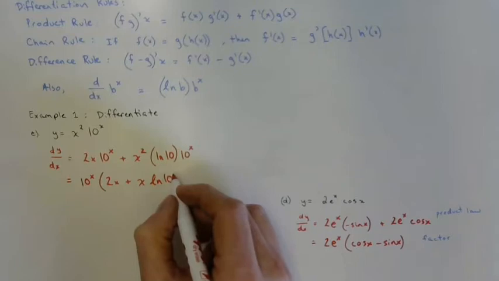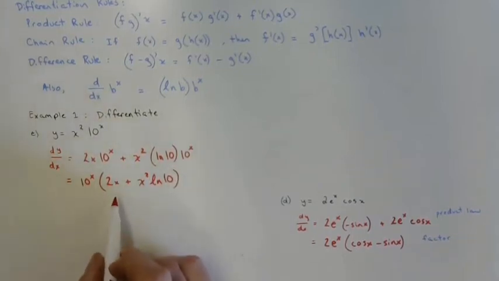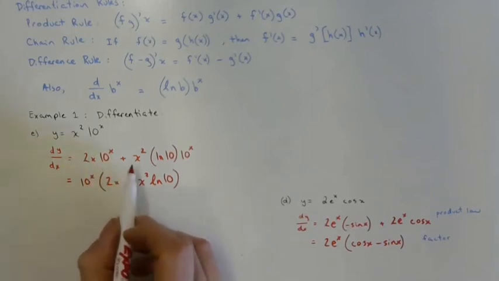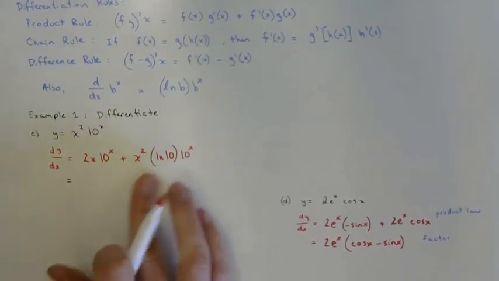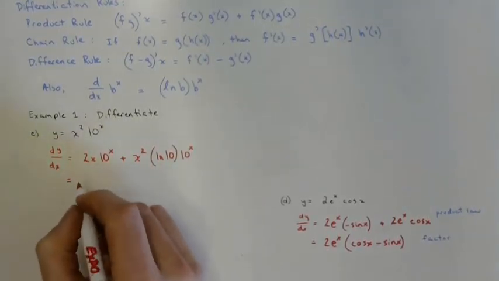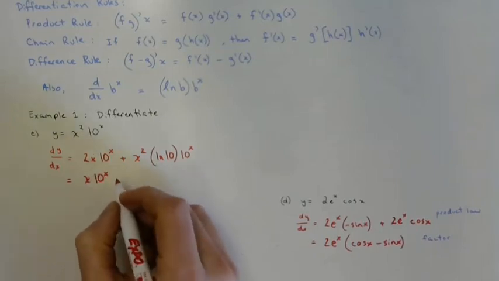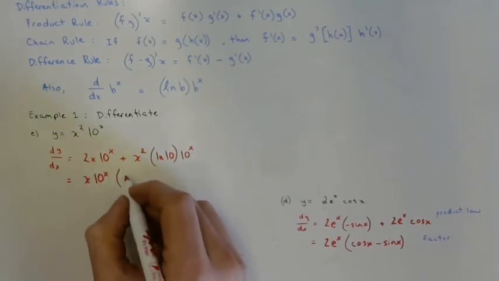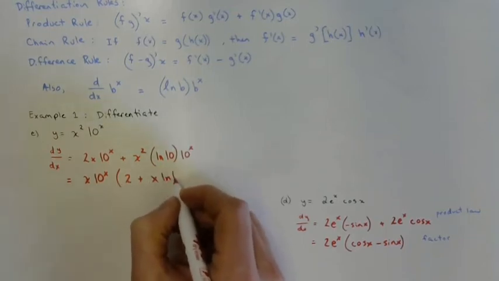Oh, and actually I'm not done. I'm going to erase this. There's one other factor, so we have a factor of x and two factors of x. So I'm going to factor out one of those factors of x. So our factoring out becomes x times 10 to the power of x, which leaves us with 2 plus x ln 10.